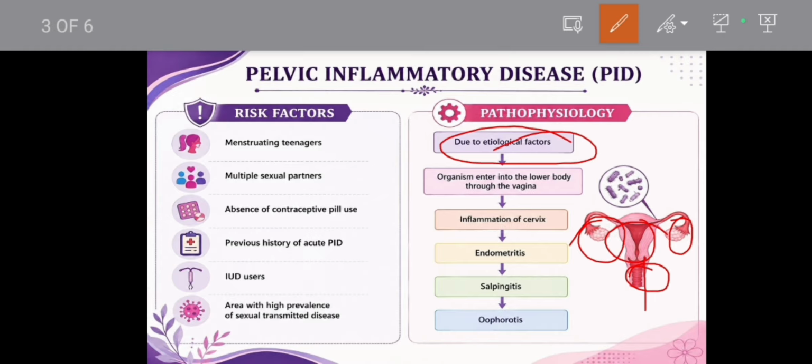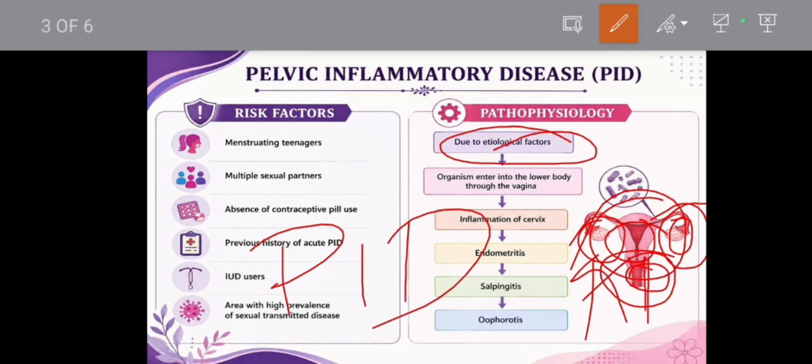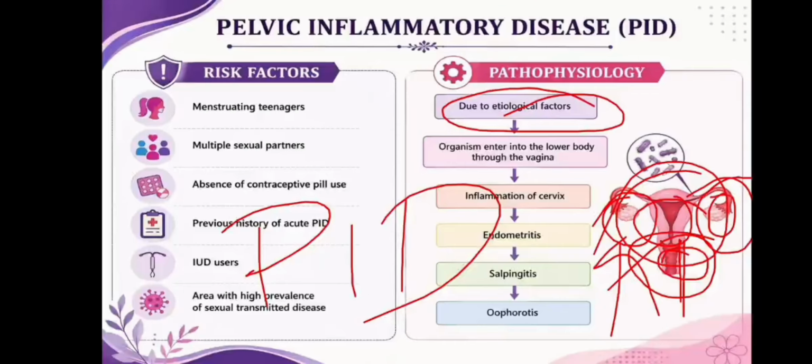In simple words, the infection spreads from the lower genital tract and moves upwards, causing inflammation of the cervix, the ovaries, and the uterus, and that leads to PID, that is, pelvic inflammatory disease. This is the pathophysiology of pelvic inflammatory disease.